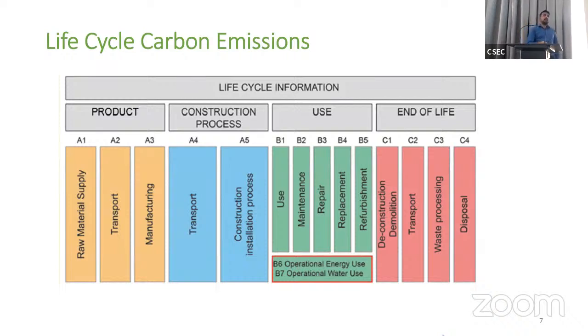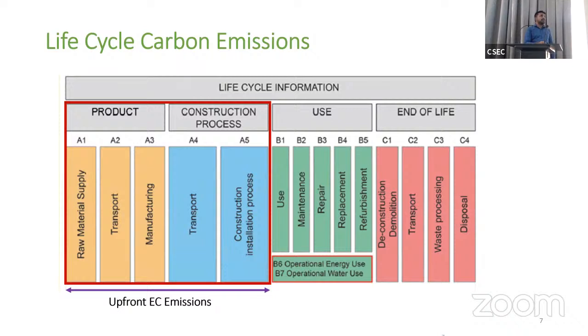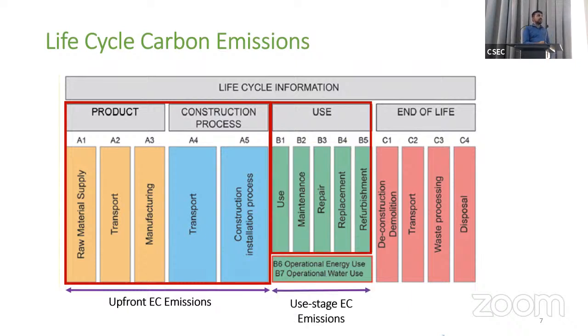Then, according to the building's life cycle, there are several stages: production stage, construction stage, use stage, and end of life stage. Production stage and construction process stage together we call upfront carbon, embodied carbon emissions. That is raw material supply, transportation, manufacturing, and construction installation processes. Then there is the use stage, embodied carbon emissions. That is mainly due to maintenance, repairs, and replacements.